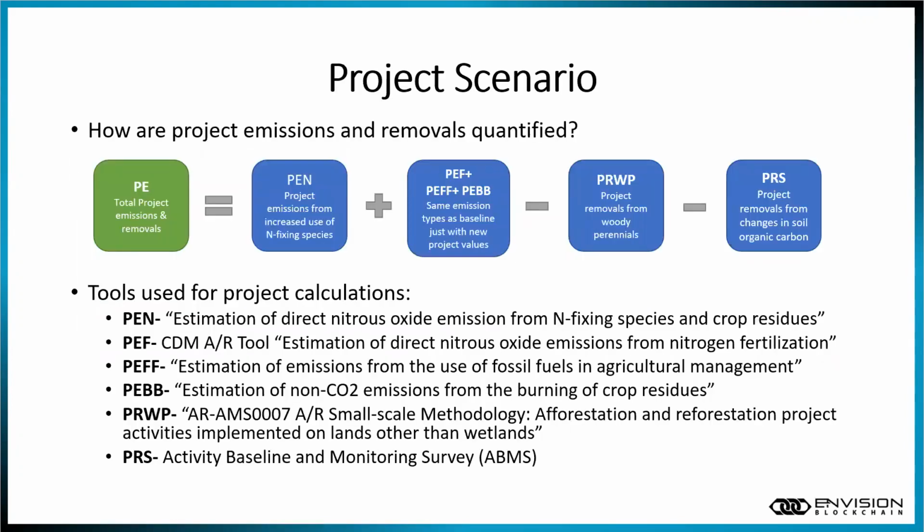Now we have our project scenarios. So how we find out what emissions and removals we have within our project. The green is the parameter that we're looking for, and the blues are also going to be the ones that we're going to use to calculate that. So we have our project emissions from increased use of N-fixing species, plus all the ones that were within our baseline, but this time they're going to have values that are associated with the project. Then we'll be subtracting the project removals from woody perennials and subtracting project removals from changes in soil organic carbon. And this one also has tools that are associated with each parameter, and it would be mentioned within the methodology.